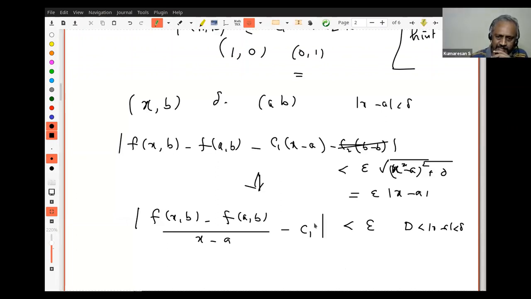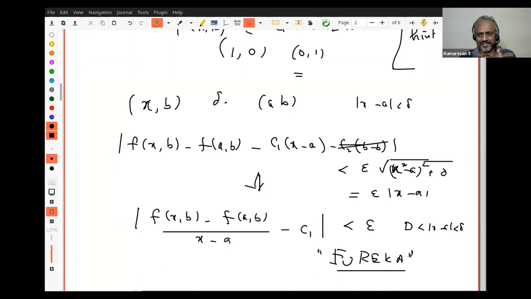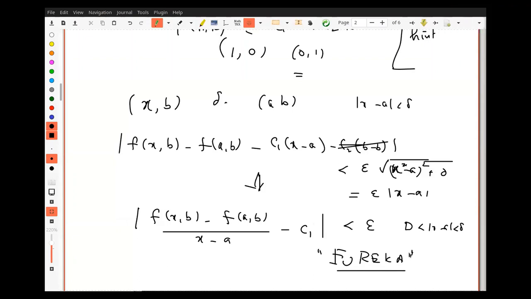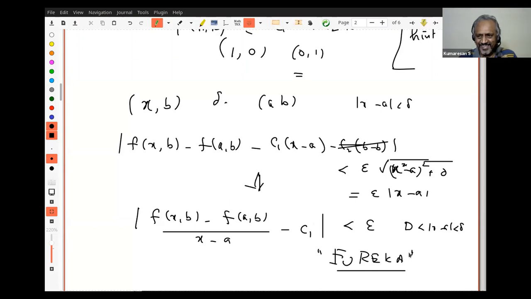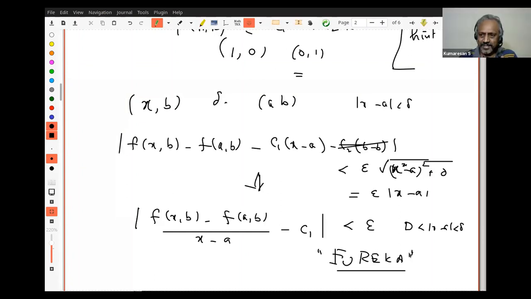Now, this is another Eureka moment. What is the Eureka here? Sir, limit as x tends to a. Yeah, what does it say about C1? All of you know that word. Limit is C1. That's correct. Apart from that, it is the first order derivative, it's a first partial derivative with respect to x, the derivative of f in the variable x at the point (a, b). Do you understand this?